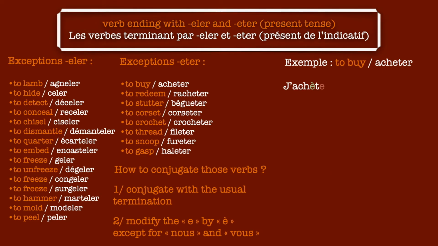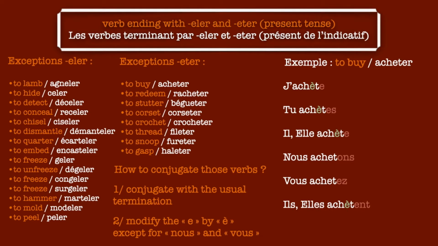What about an example? With, I believe, the most used verb in the exception list, the verb to buy. J'achète. Tu achètes. Il, elle achète. Nous achetons. Vous achetez. Ils, elles achètent.